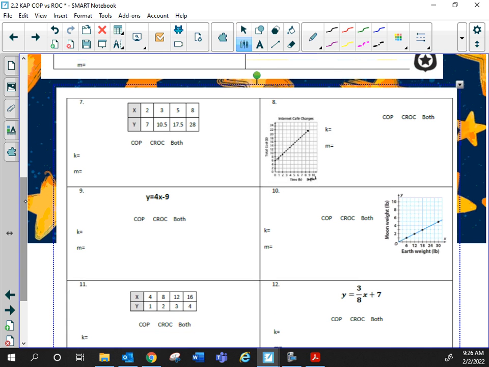Okay, let's just go back to the definitions. How do I find k, the constant of proportionality? I put y over x. So put y over x, 7 over 2 simplifies down to 3.5, 3.5, 3.5, same thing. Okay, do it for another one because I need to see that it's constantly that same proportion.